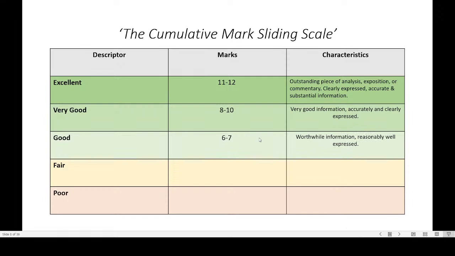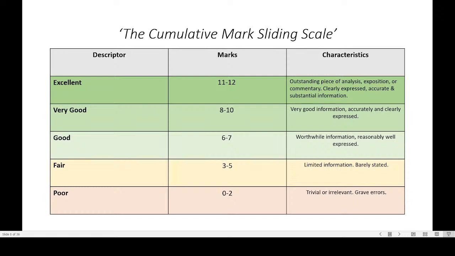So it's worthwhile information, reasonably well expressed. Fair, 3 to 5 marks. Limited information, barely stated. Poor, 0 to 2. Trivial or irrelevant, grave errors throughout. So this is our CM marking scale.